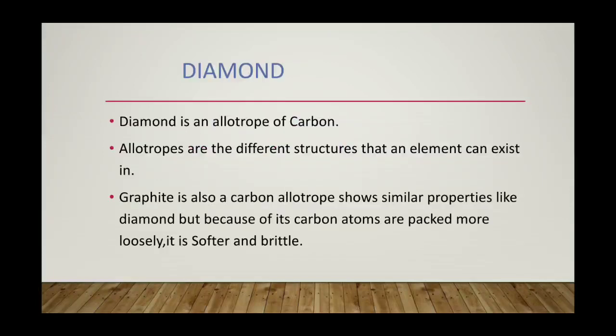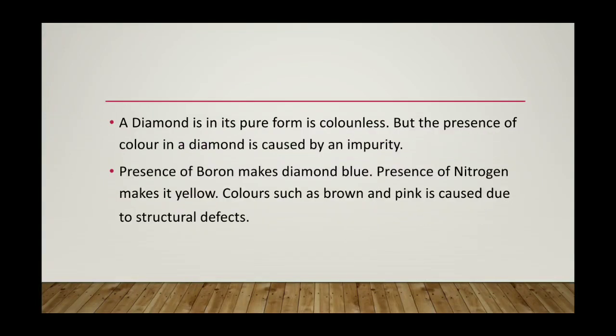Structure. Diamond is an allotrope of carbon. Allotropes are the different structures that an element can exist in. Graphite is also a carbon allotrope and shows similar properties to diamond, but because its carbon atoms are packed more loosely, it is softer and brittle.